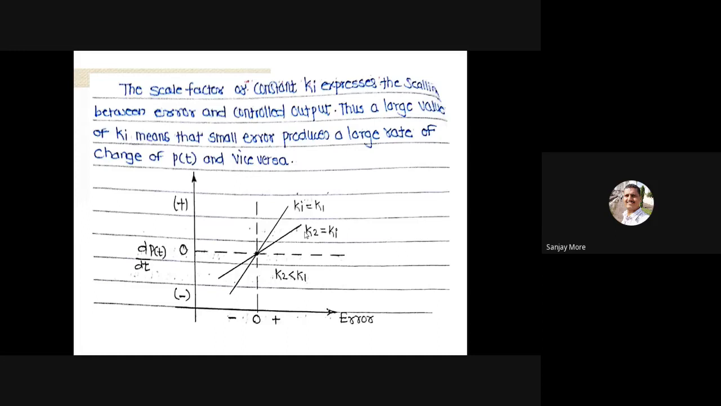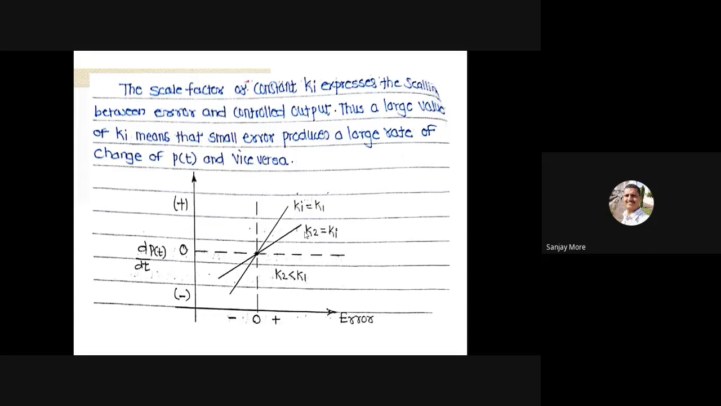Okay. See the errors. This is displaying the errors and change of rate of output P of t. So when error increases, output decreases, and when error decreases, output increases. This means the error is dependent upon the output P of t. This is vice versa. So done.